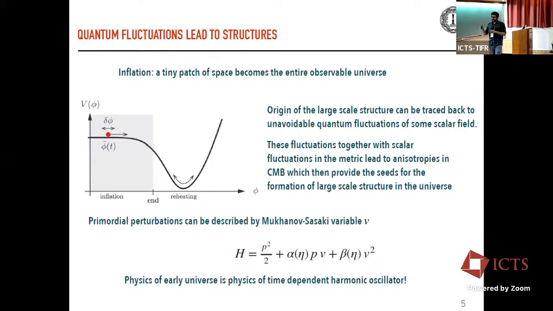If you model these fluctuations, or model the inflationary scenario, you will see that the Hamiltonian associated with these perturbations is simply the Hamiltonian of a time-dependent harmonic oscillator. These primordial perturbations are usually characterized by a variable called the Mukhanov-Sasaki variable. So this is the Hamiltonian we get when we model an inflationary scenario with a single field.